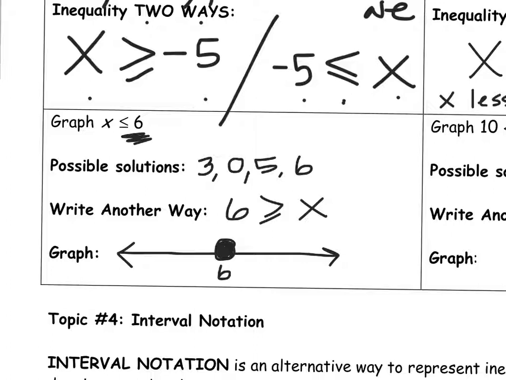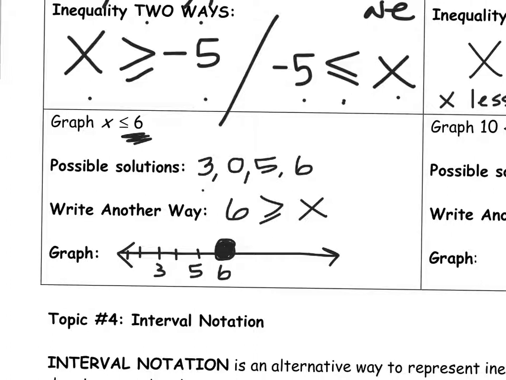Now, think about where the numbers 3, 0, 5, and 6 are. Are they to the left or to the right of 6? Hopefully you said to the left, because 5 would be here, 4, 3 would be here. These are all to the left. So when we shade, we want to shade to the left of 6.